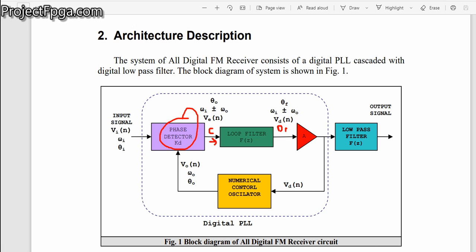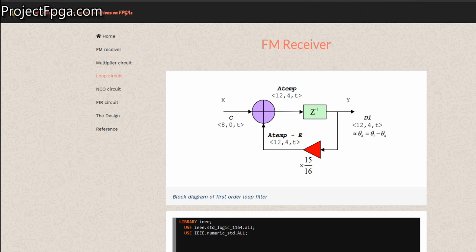Pertaining to this circuit now, this is where that C comes in. This is the loop filter expanded: the C, then this is the D1 output. So this is the loop. Continuously it feeds back the output to the input while multiplying it by 15/16.